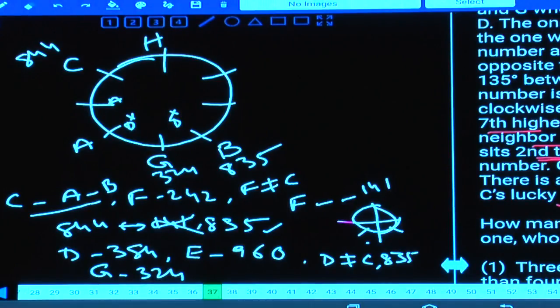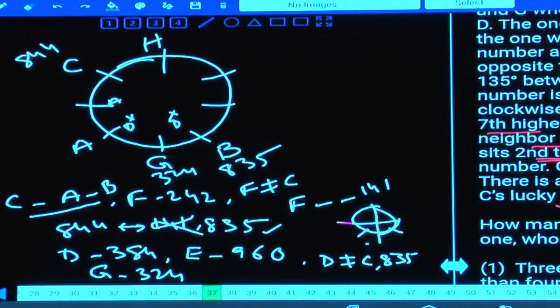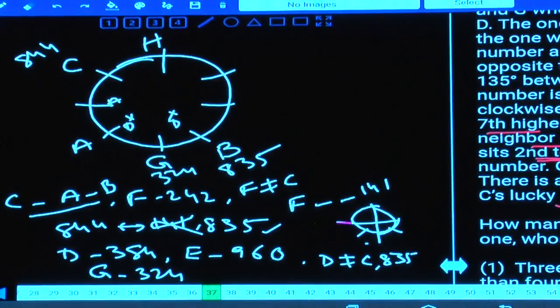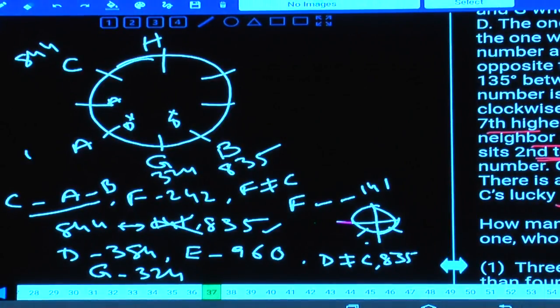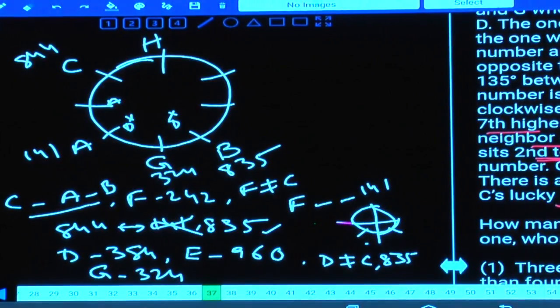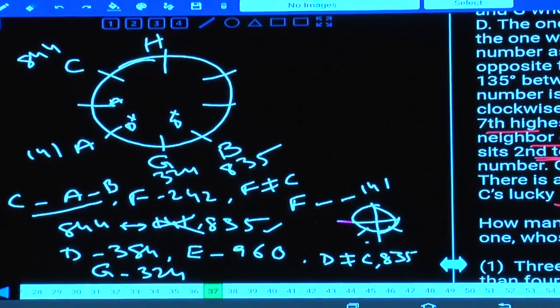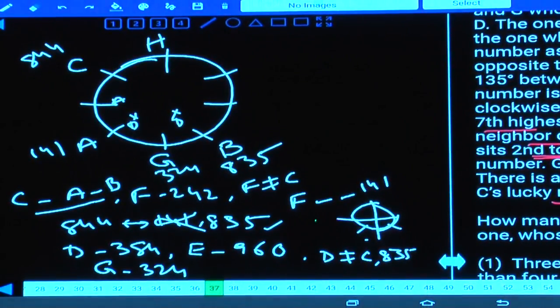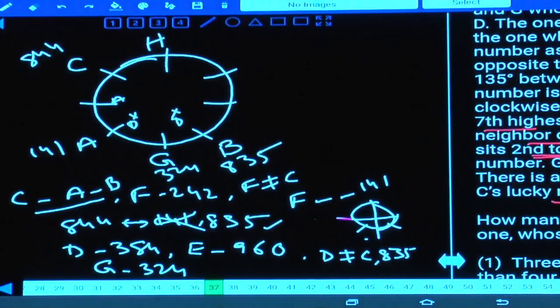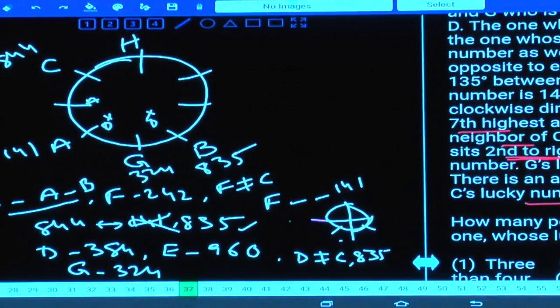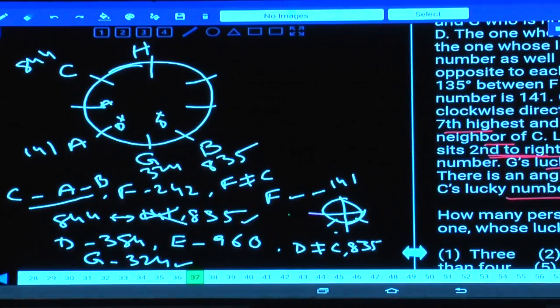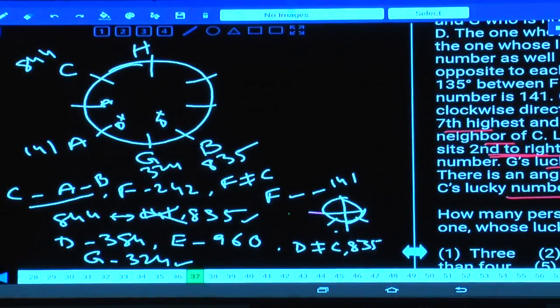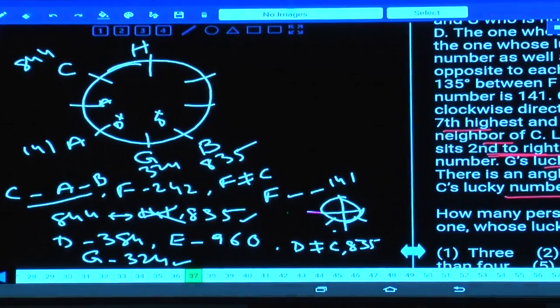If 835 is here, then F's lucky number is 7th highest. The one who sits second to the right of C has an odd palindrome. Second to the right of C, who is that person? A. A is 141. Second to the right of C is an odd palindrome, 141 is an odd palindrome. C done, A done, G and B were completed. Next one. F is 242, and what are the other numbers known here? D is 384 and E is 960.